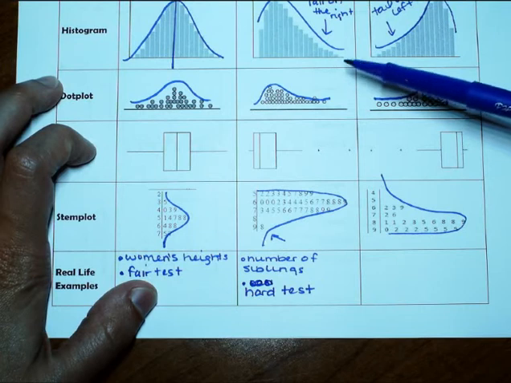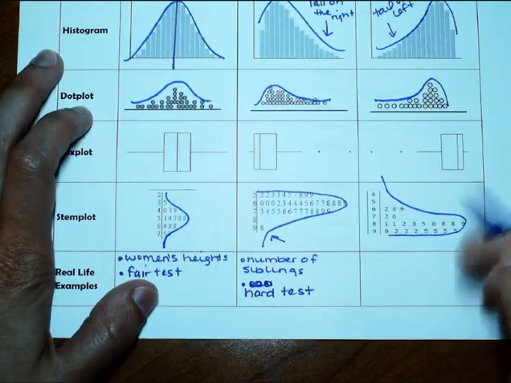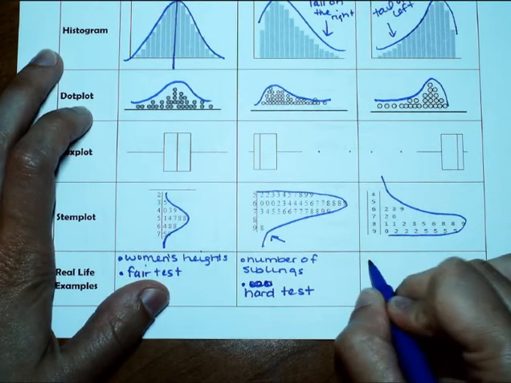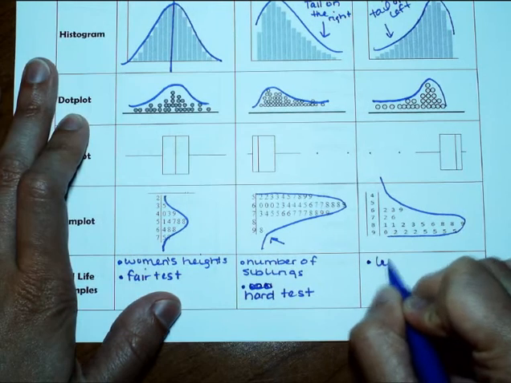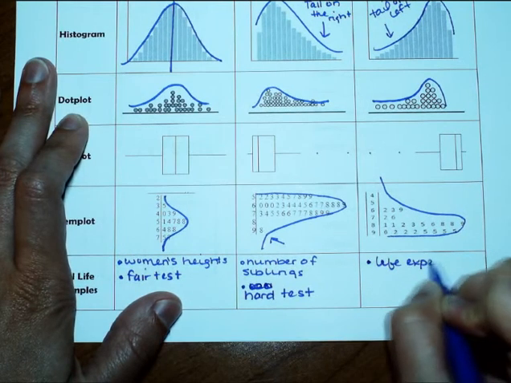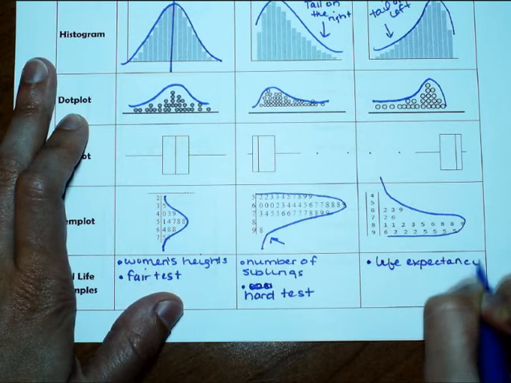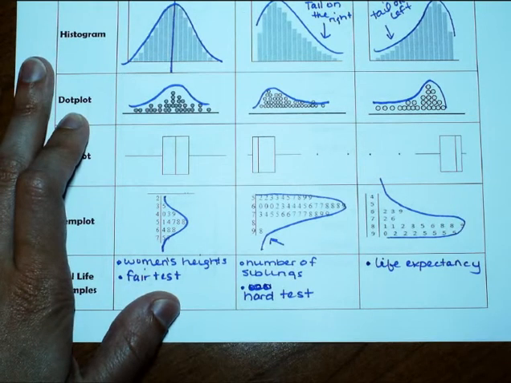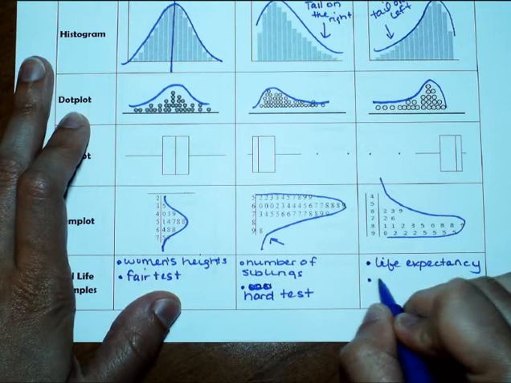Examples that are skewed to the left are life expectancy, so the age at which people live until. People tend to live really old in this country, so you would imagine that most of the data would be to the right, but of course you'd have some people that would be on the lower end. Another example would be an easy test. Most people would score really high, with only a few people not performing well.